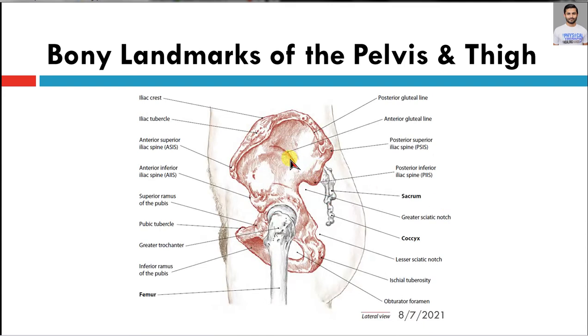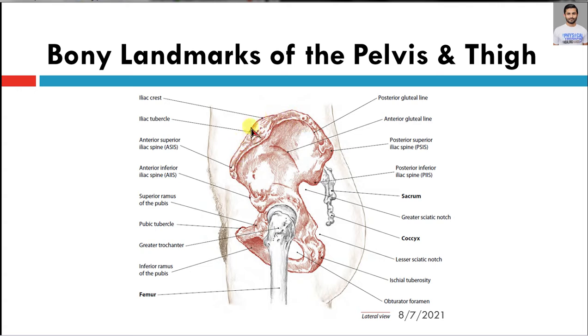In the lateral view, again the same structures, but this is how you will see them if you want to palpate them in the lateral position. For example, the patient is in side-lying, or the subject is standing, and you want to palpate these structures in the standing view or in the side-lying view, but from the side.